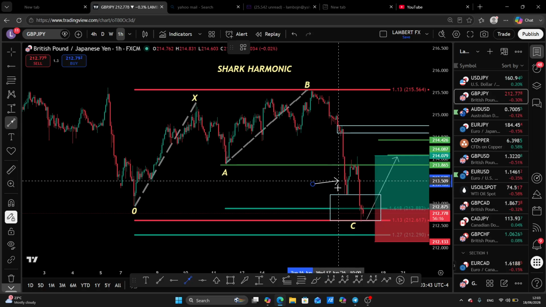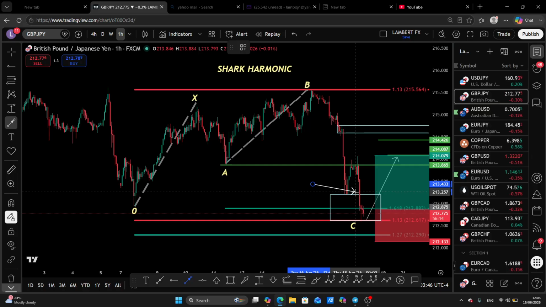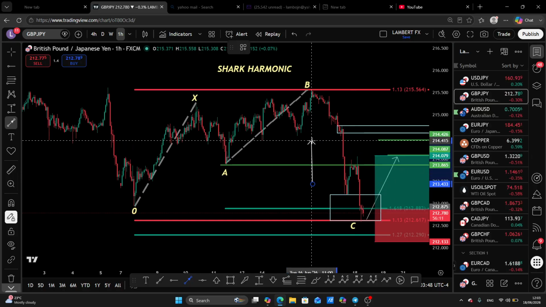All right. So this is how to measure your shark harmonic pattern.